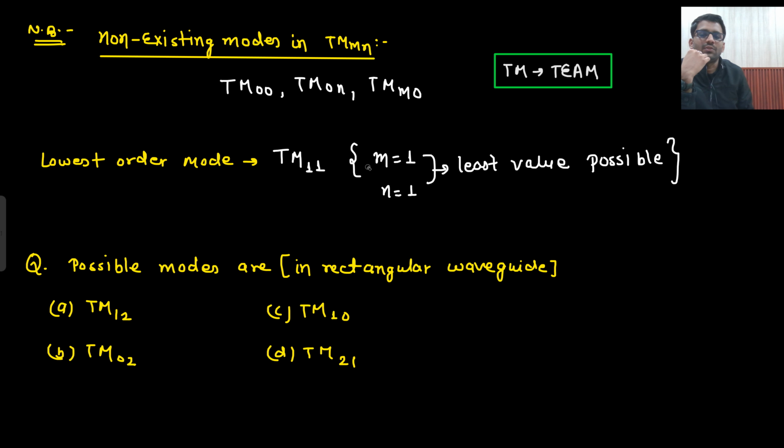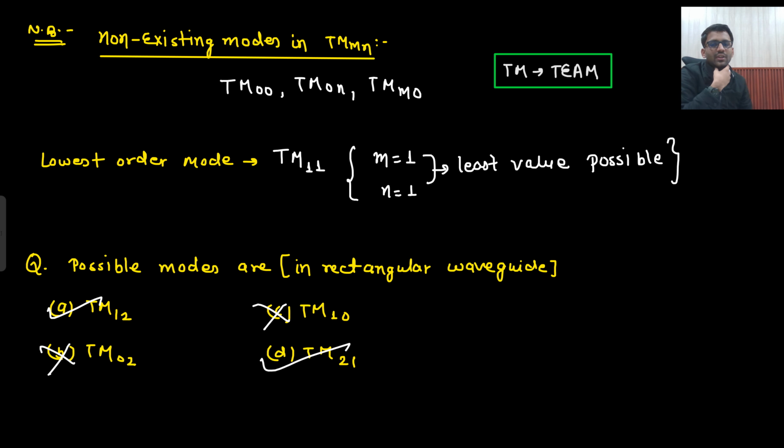Right? So this is what we mean. Lowest order mode is TM11. Let's solve this question. Very easy question. Which are the possible modes? TM12 possible. TM02 not possible. Why is that so? Because you cannot put your n equals to 0. TM10 not possible. TM21 possible. That's it. Okay. Do we have anything else?